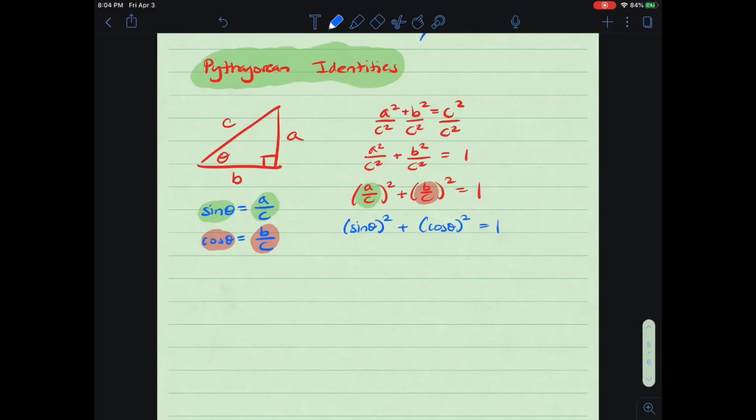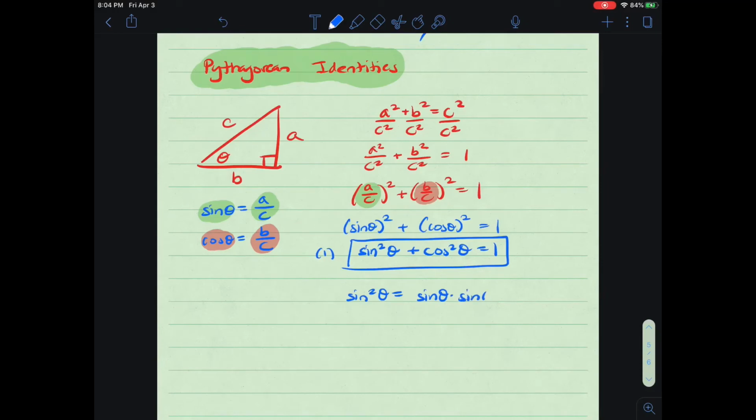Now the way we typically rewrite this is sine squared theta plus cosine squared theta. And this would be your Pythagorean identity. This is one of the Pythagorean identities, actually. This is your first one. And the one thing to note is that when we write something like sine squared theta, what that really means is sine theta times sine theta, which you can also write like this if you want, but typically this is the way you're going to write sine squared of theta.